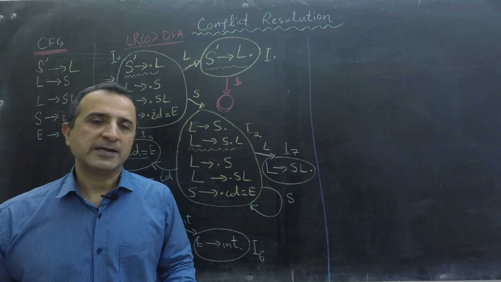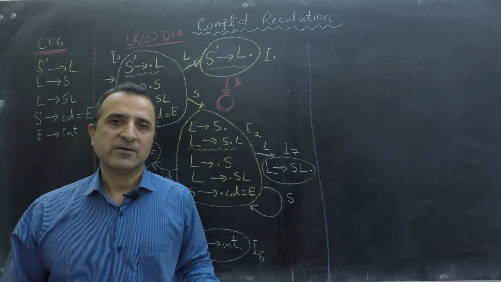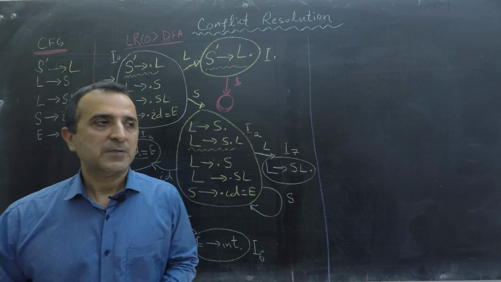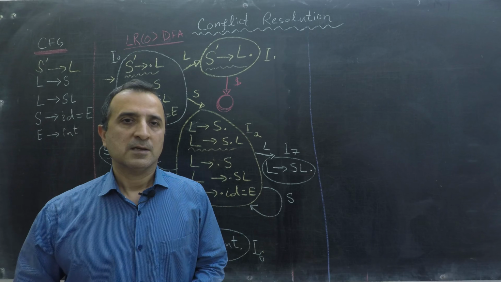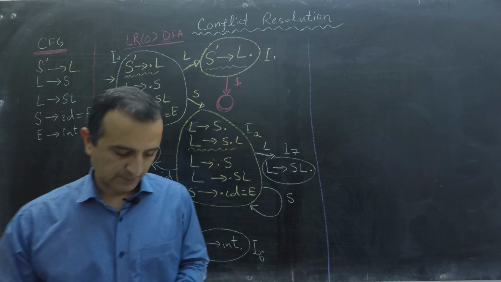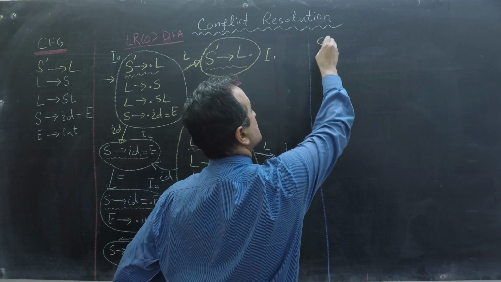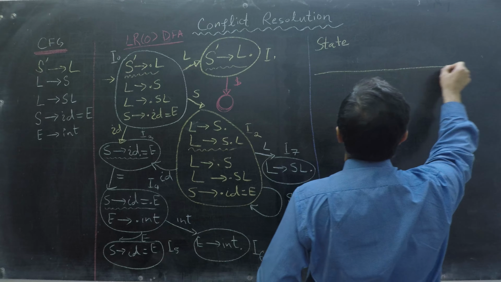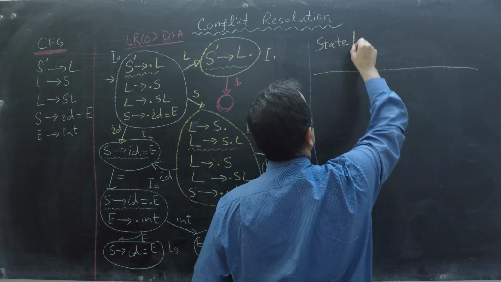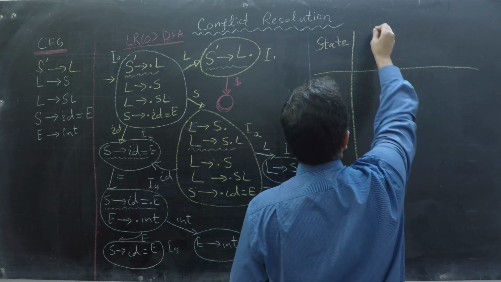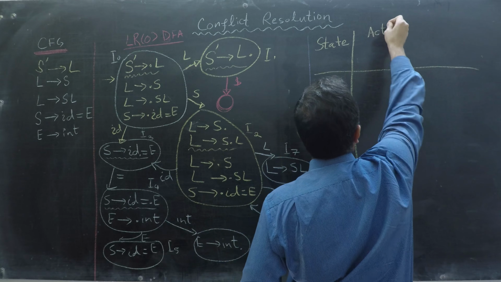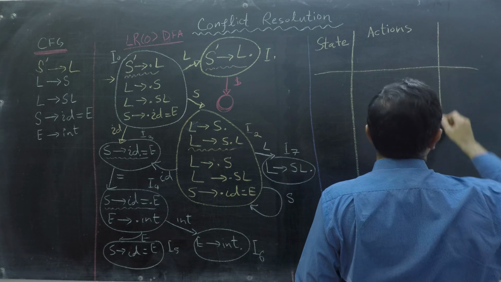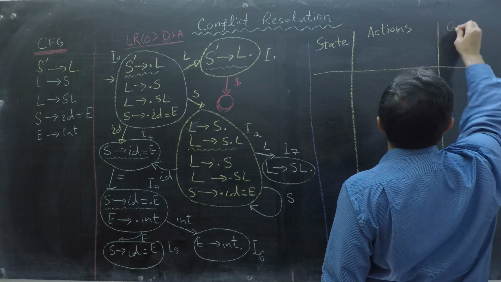So, I have created LR0 DFA using the steps that I have explained in the last video. Now, I have to create parsing table. The parsing table will have three parts. First part is states. Our second part of the parsing table will be actions, and our third part of the parsing table will be goto.